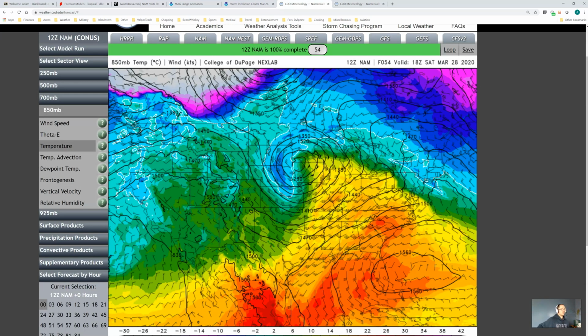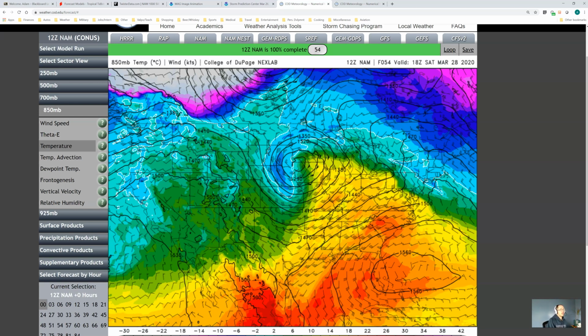And so we'll end this by looking again. Here we are Saturday afternoon, looking at the 850 millibar reflection. Here we're at the College of DuPage's website. They have a very nice suite of products that many students find intuitive and easier to read. The color scheme is oftentimes very nice on these.